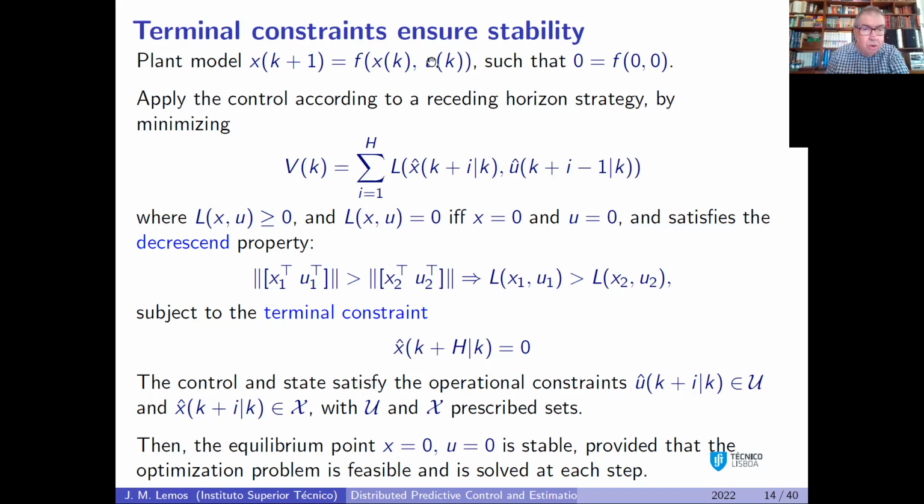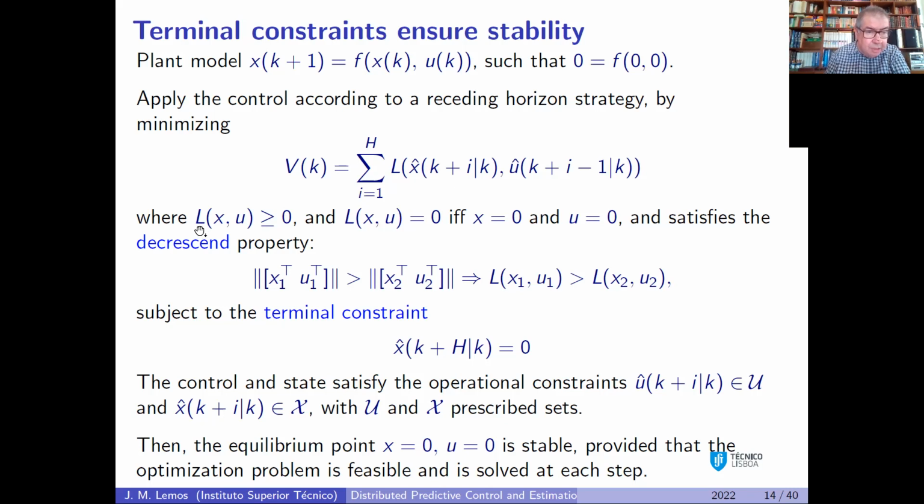And you compute u according to an MPC, so a receding horizon strategy. That is to say, you are at time k, you consider a receding horizon cost, so a cost over a horizon, which is written here. And this cost is the summation of some function I represent by L. And what are the properties for this L? This means that this function can be something, not just the sum of squares, but other things.